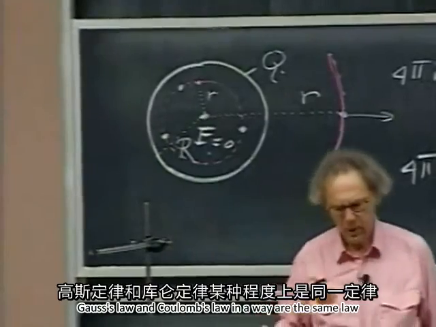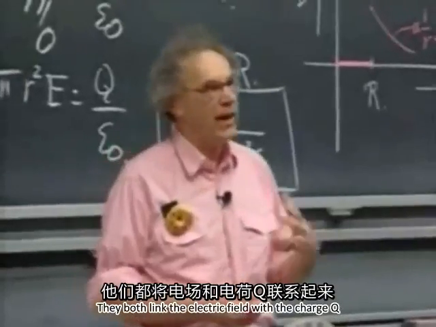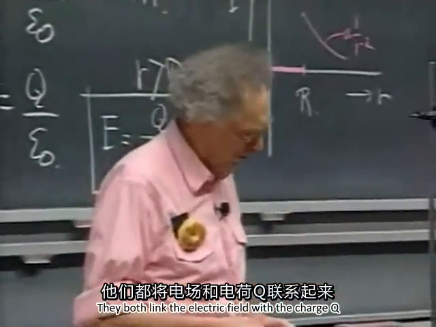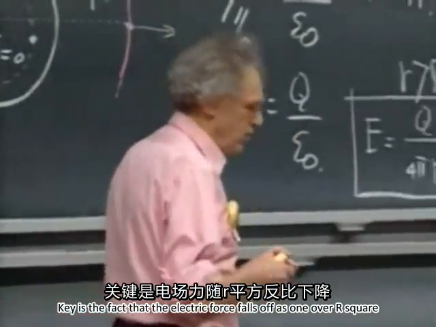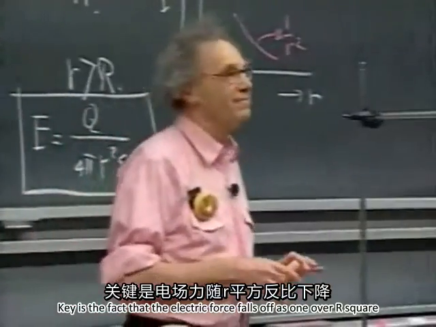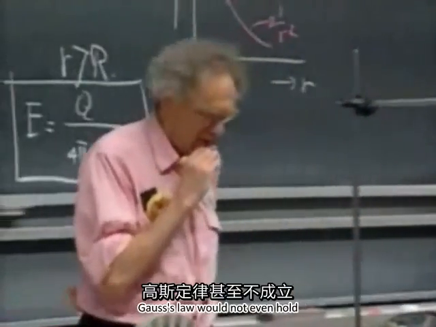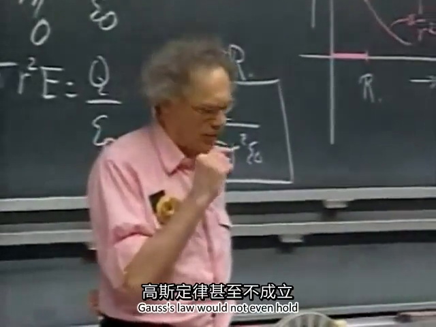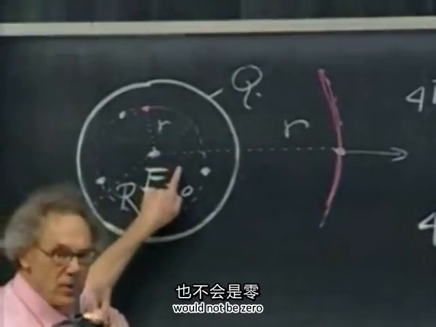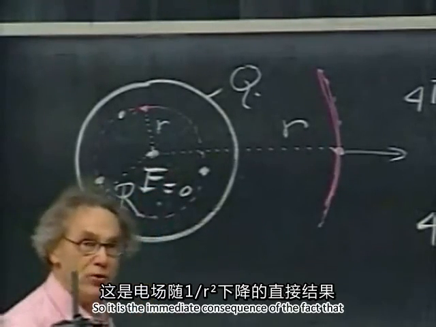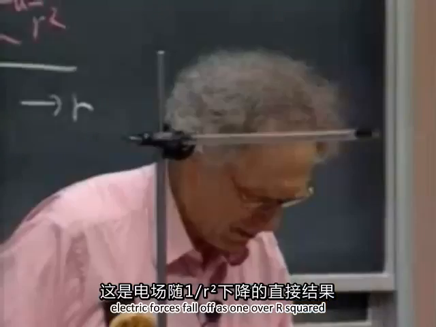Gauss's law and Coulomb's law in a way are the same law. They both link the electric field with the charge Q. Key is the fact that the electric force falls off as 1 over r squared. If the electric field strength did not fall off as 1 over r squared, Gauss's law would not even hold, and the electric field inside this uniformly charged sphere would not be 0. So it is the immediate consequence of the fact that electric forces fall off as 1 over r squared.